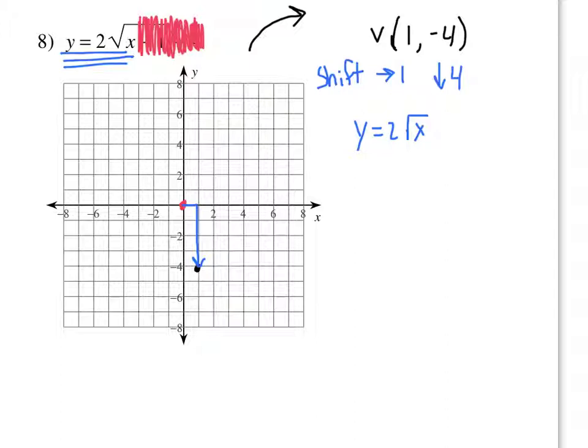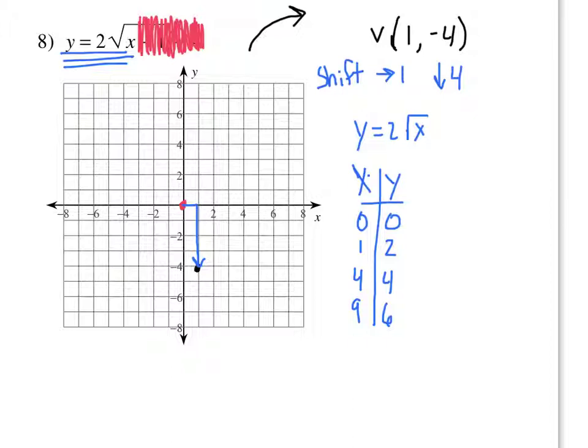Okay? So I'm going to go through and I am going to plot points here. Oops, I got x and y. My x values I pick are 0, 1, 4, and 9. So then I plug those in to get my y values. When I plug in 0, what do I get for y? 0. When I plug in 1, what do I get? 2. When I plug in 4, I get 4. When I plug in 9, I get 6.